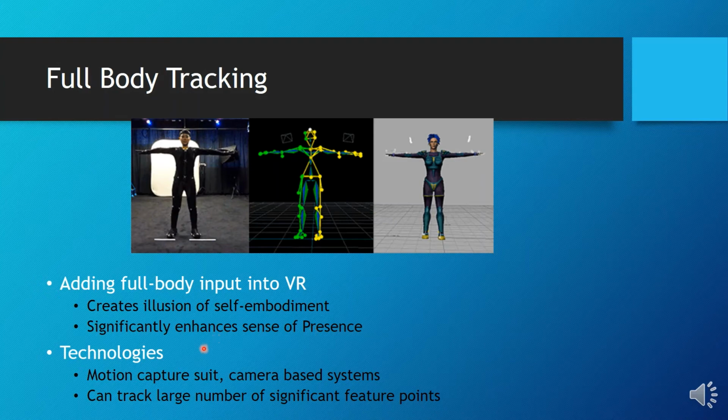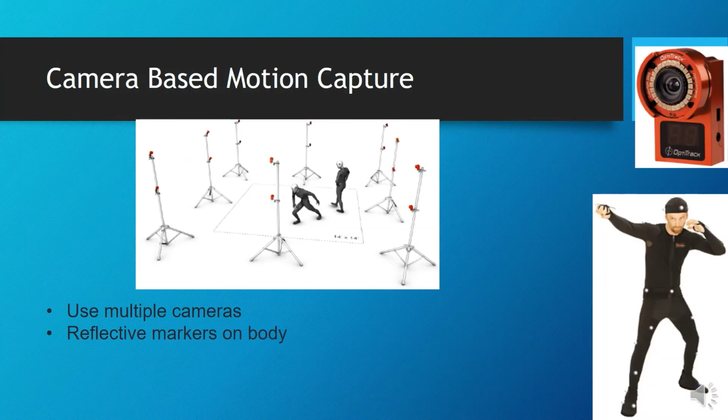This technology consists of a motion capture suit. The suit that you see in this figure is called a motion capture suit, and it involves a camera-based system. A lot of cameras are involved in capturing the body movement, and because it is camera-based, it can track a large number of significant feature points of the full body. Like I mentioned before, the full body tracking system uses a camera-based system.